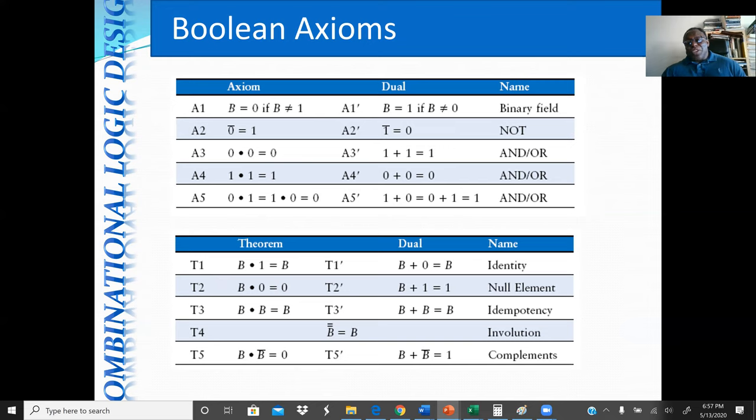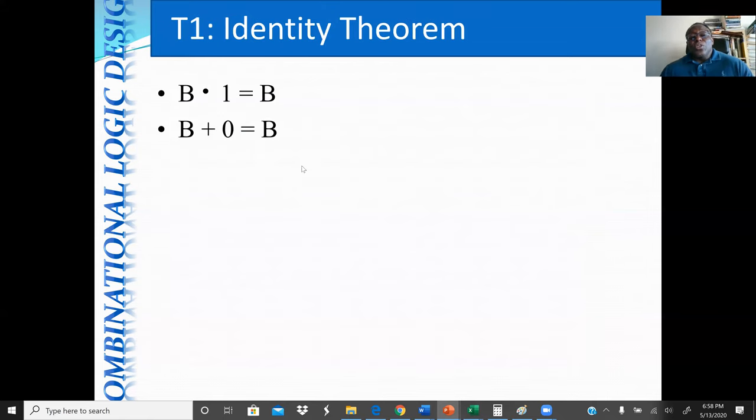Now, if we have an invert and one term, let's say B times B invert, they will cancel each other. If B is 1, the invert will be 0. If B is 0, the invert will be 1. So if you multiply, you get 0 again. So B times B invert gives me 0. But B plus B invert is always 1. Because if B is 1, B invert will be 0, and 0 plus 1 is 1. If B is 0, B invert will be 1, and 1 plus 0 is still 1. So this is the identity theory.